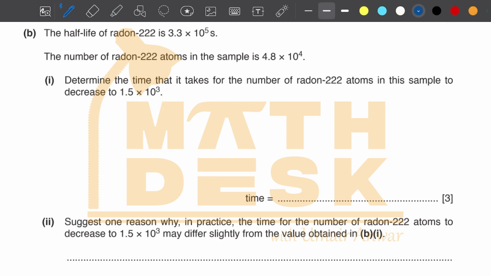In the next part, the question says the half-life of radon 222 is 3.3 × 10^5 seconds. So here we are provided with the value of the half-life of radon 222. The number of radon 222 atoms in the sample is 4.8 × 10^4. So in a sample this many atoms are present, 4.8 × 10^4. Determine the time that it takes for the number of radon 222 atoms in this sample to decrease to this number, 1.5 × 10^3.